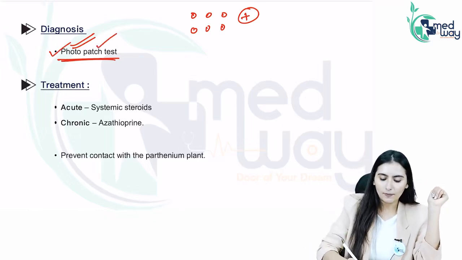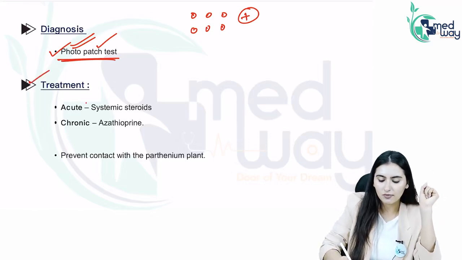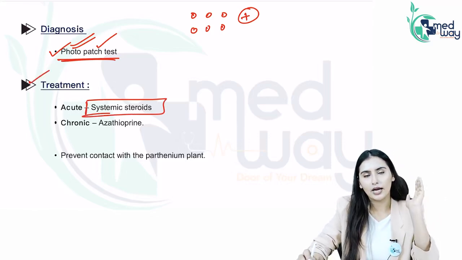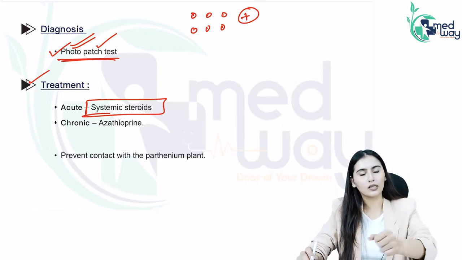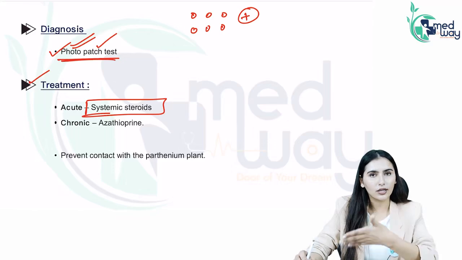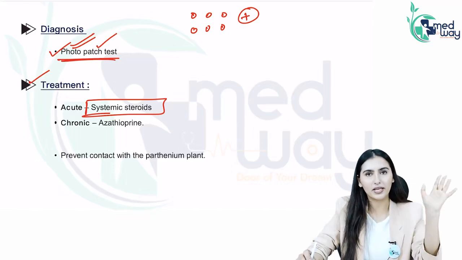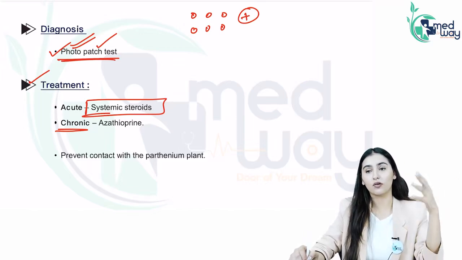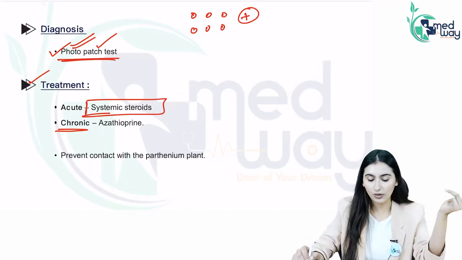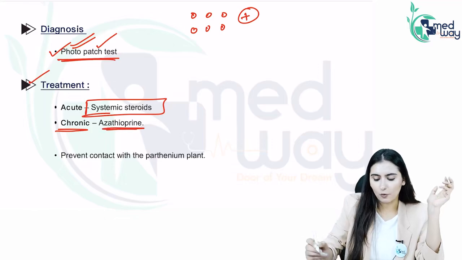Okay, treatment. If it is an acute problem, you just give them systemic steroids, hit hard, hit strong, high dose of steroids, and just do khatam. Okay, like that. You don't continue steroids for a month. You give it for 5 days. That's it. If it is a chronic problem, you cannot give chronic steroids for like months and years. You can't do that. So for that, you can give them azathioprine.